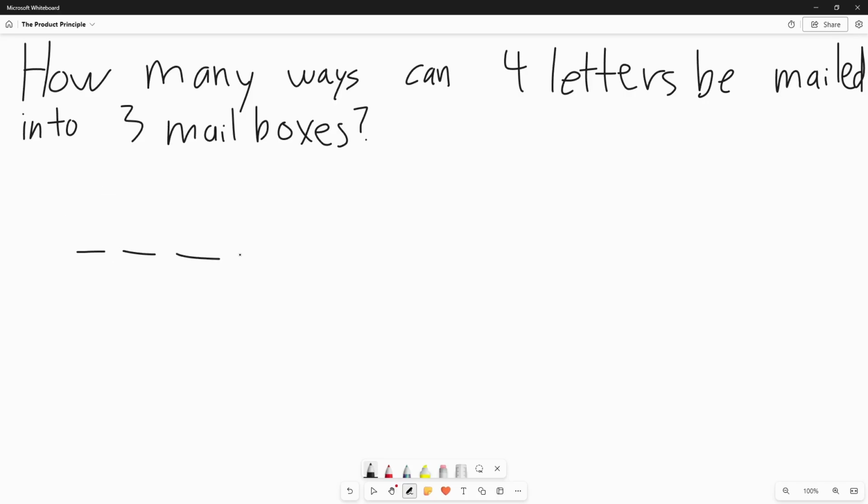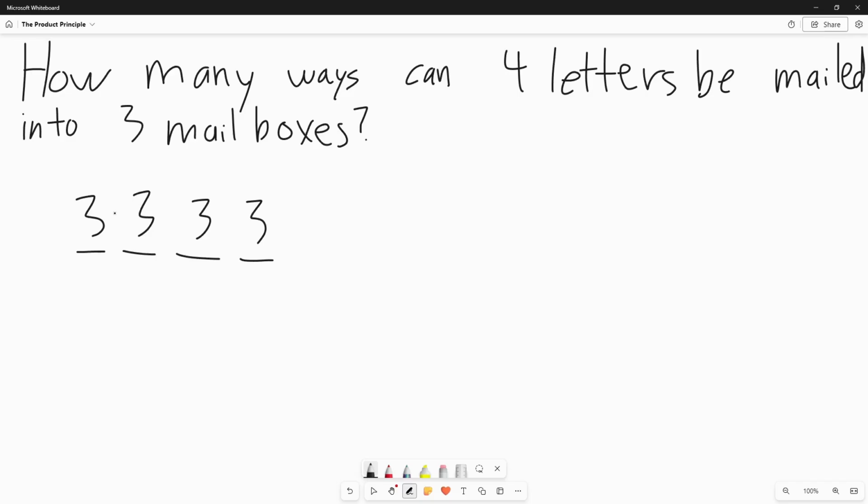Instead, we should draw 4 lines representing each letter. So for the first letter, it can go into any of the 3 mailboxes, so let's write 3. And for the second letter, as we stated before, just because we put the first letter in one mailbox does not mean we have to put the second letter in a different mailbox. So this one is also 3. The third one is also 3, and the fourth one is also 3, using the same logic.